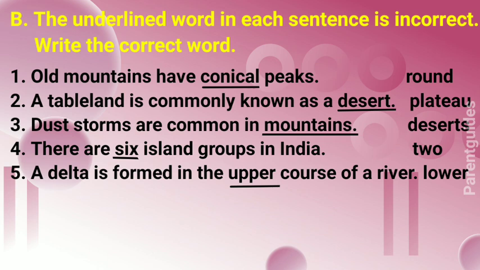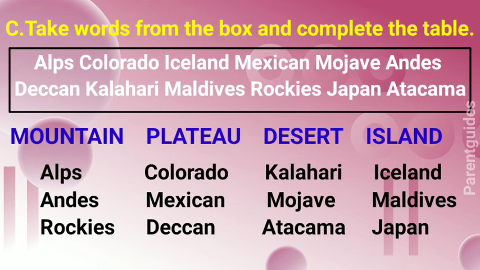B. The underlined word in each sentence is incorrect. Write the correct word. 1. Old mountains have conical peaks, round peaks. 2. A tableland is commonly known as a desert, plateau. 3. Dust storms are common in mountains, deserts. 4. There are 6 island groups in India, 2 island groups. 5. A delta is formed in the upper course of a river, lower course.